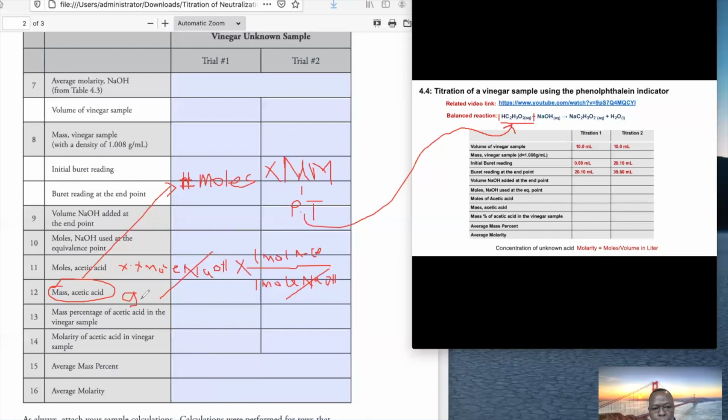So line 13 here is the mass percent of acetic acid in vinegar solution, which will be line what? We know this is line 12 over line what?